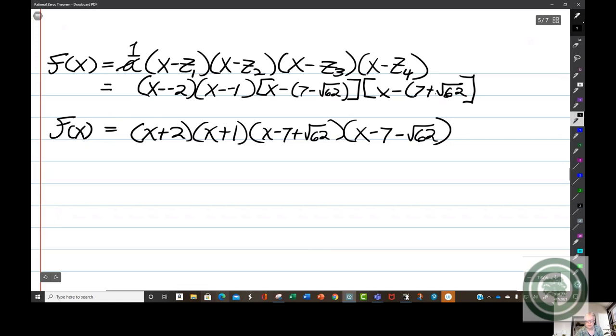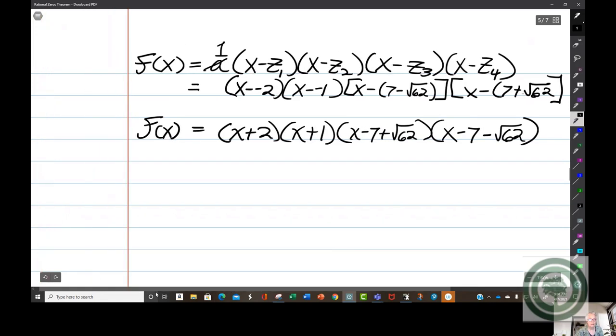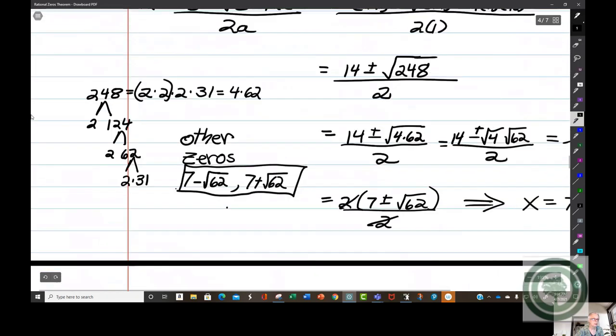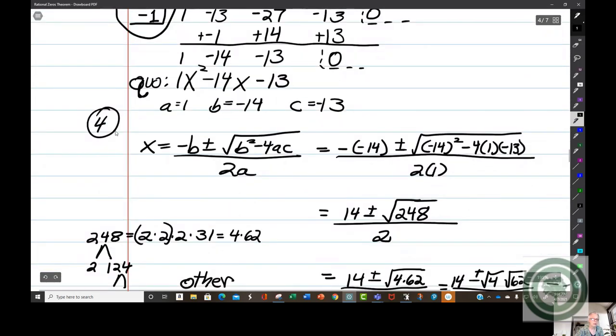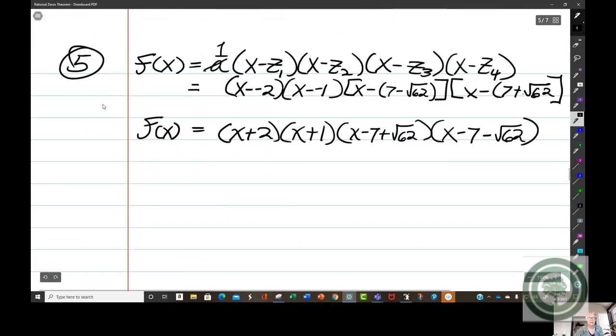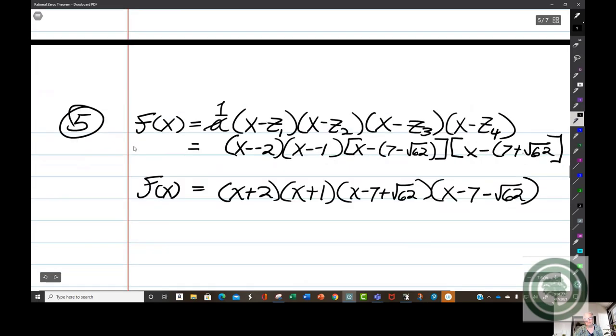And that, I suppose, would be step 5. Write the function in factored form. Let's see, let's make sure. Yeah, this is step 4. So this is step 5. All right, we have done this.